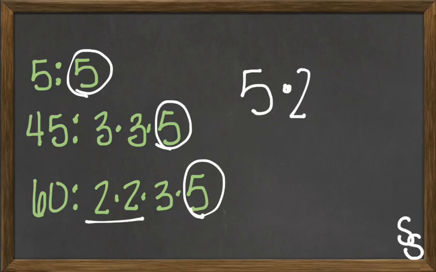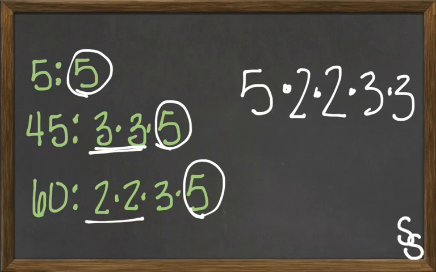We must use 2 2's from the 60, and then comparing 45 and 60, the greatest number of 3's being used as prime factors is in 45. So I need to use 2 3's here. When I multiply these factors together, the least common multiple becomes 180.